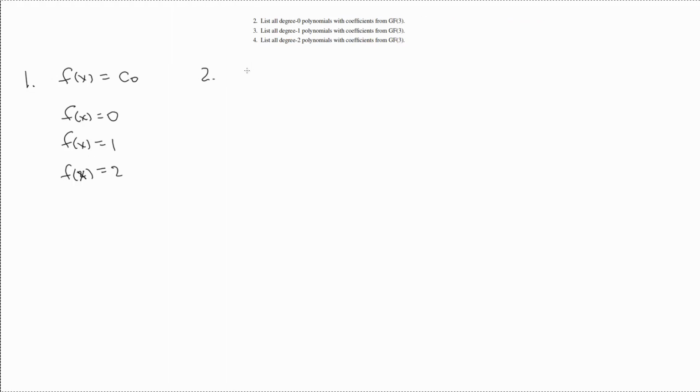A degree 1 polynomial is of the form c0 plus c1 times x, where c1 is not equal to 0. So we can have f of x equals 0 plus 1x. We can also have 0 plus 2x, 1 plus 1x, 1 plus 2x, 2 plus 1x, and 2 plus 2x.